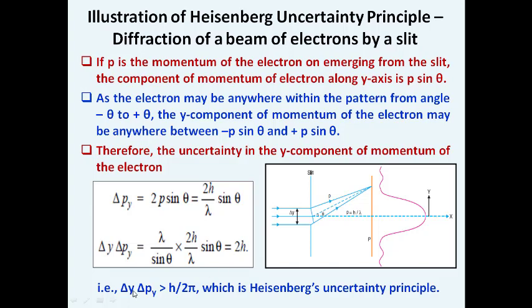So the product of uncertainty in position and momentum is at least greater than h by 2 pi, which confirms Heisenberg's uncertainty principle. These two illustrations hold good with the experimental conditions, and Heisenberg's uncertainty principle is truly applicable for practical applications while considering microscopic systems of particles.